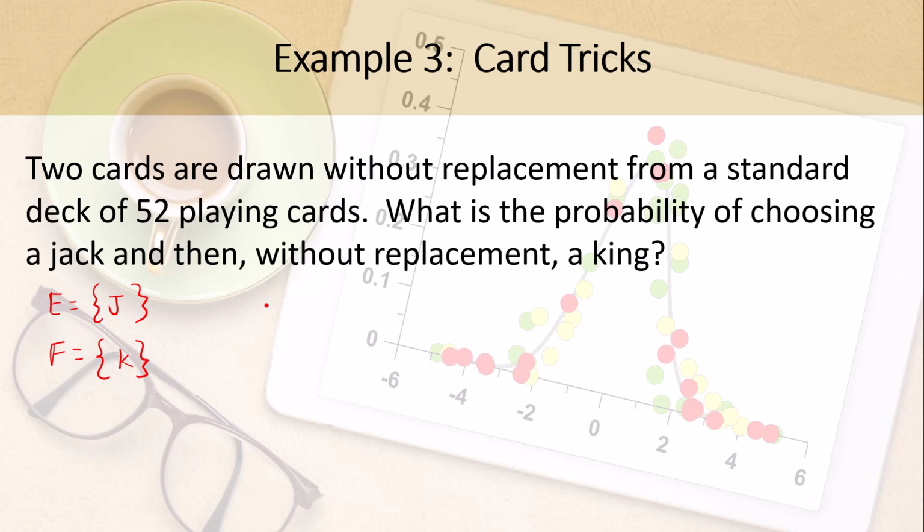Okay, so we want to find the probability that both E and F occurred, or that E and then F occurred. That is going to be equal to the probability of E, which is going to be the easiest thing to compute first, times the probability of F given that E has already occurred.